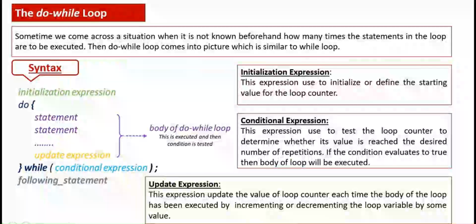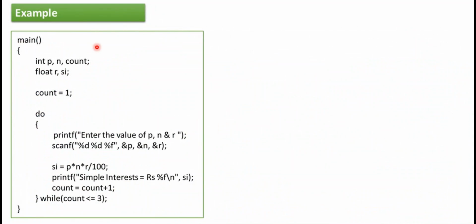Let's understand with an example. You can see the same example that we performed using the for loop and while loop. The same functionality can be defined using a do while loop. In the main function, the same variables have been defined, and there is an initialization of count to 1. Now the do while loop's body starts, and within it we print the same message to enter the values of p, n and r. We read the values and store them back in these variables. Now the simple interest is calculated and printed as output, and the count value is updated.